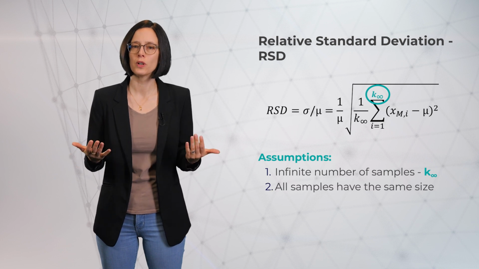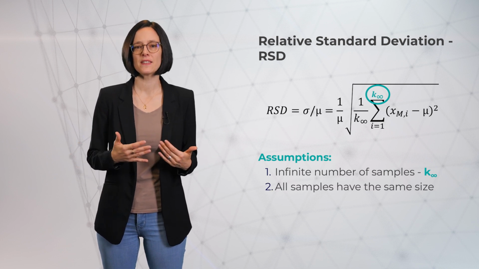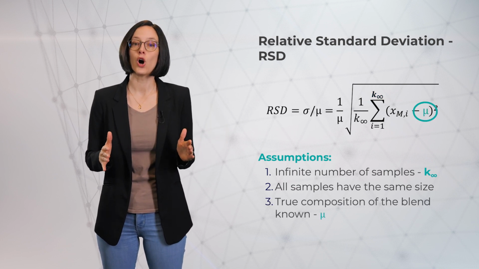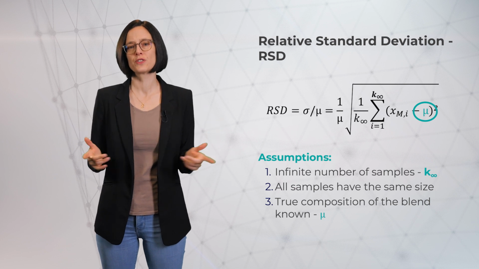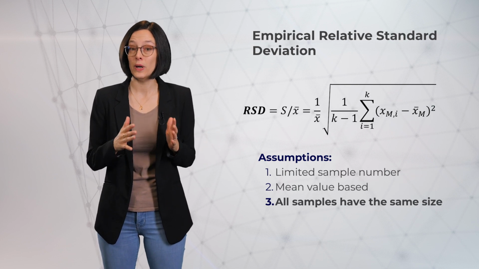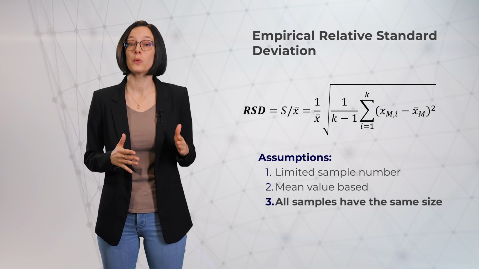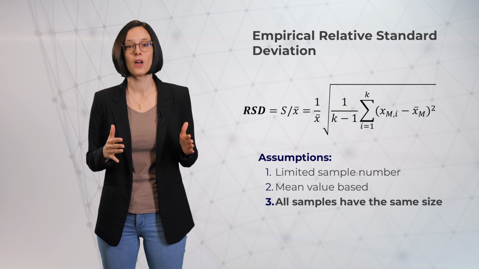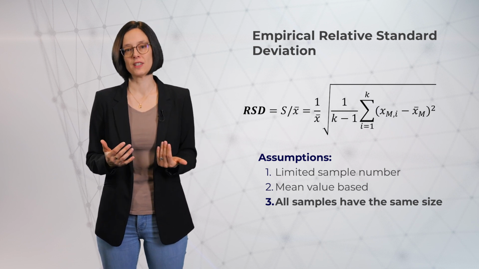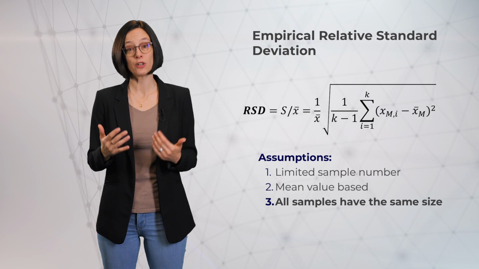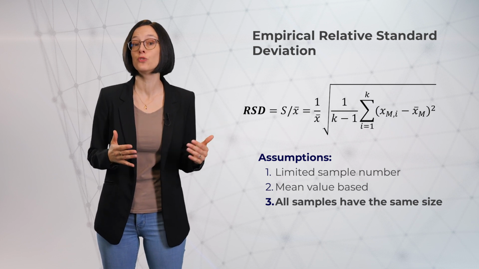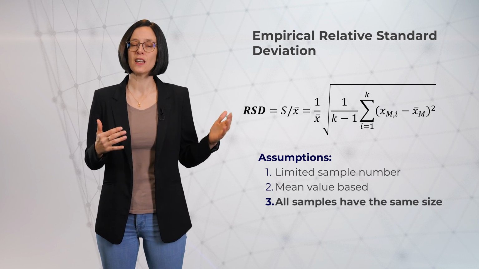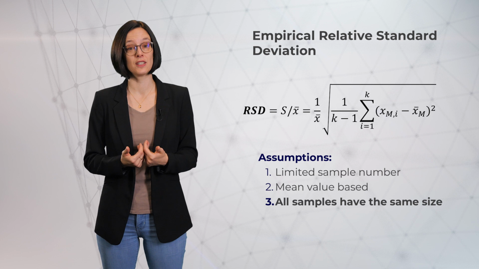So what do we do? We need to define a sample size, and all samples from one blend should be the same size. And we often do not know the true overall concentration. Thus, the equation changes to this one, where we use the mean concentration and a limited number of samples instead. We call this empirical RSD, because we use S, the empirical variance, instead of sigma, the true variance, to calculate it. When someone refers to the RSD, it is often the empirical RSD.